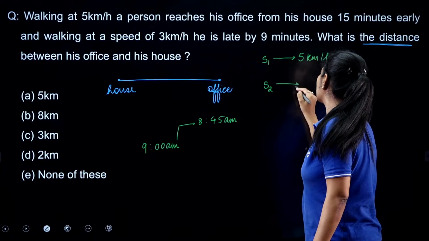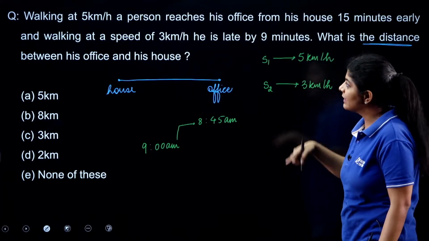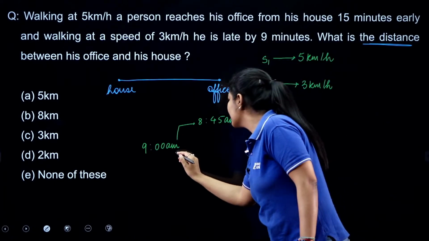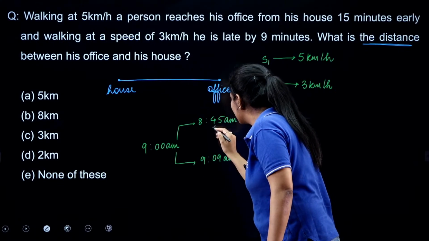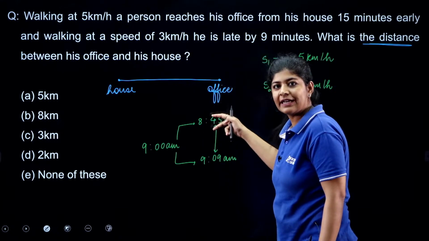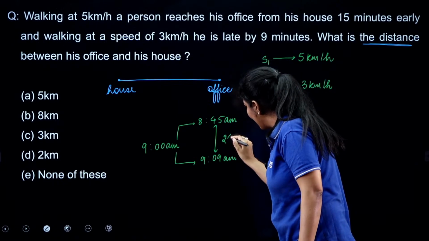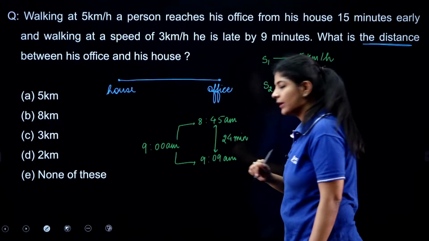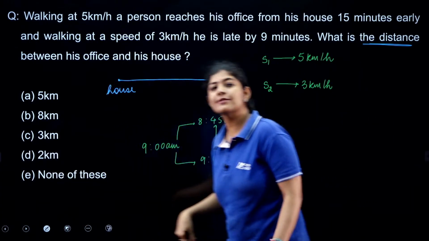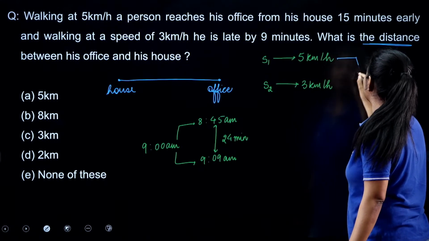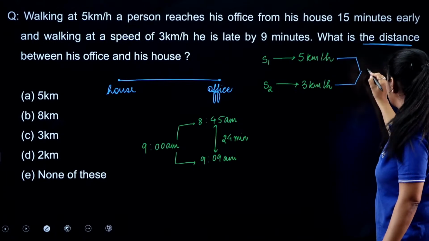But if he is walking with 3 kilometers per hour to cover the same distance, he is late by 9 minutes. That means he is reaching at 9:09 a.m. So the difference that we are getting, here we are getting 15 minutes and here 9 minutes. That means we are getting a gap of 24 minutes in total, right? But here we have to find the distance. So with the help of these two values, first we will calculate the assumed distance, and that is nothing but the LCM of these two values.